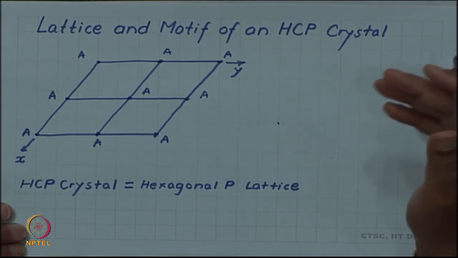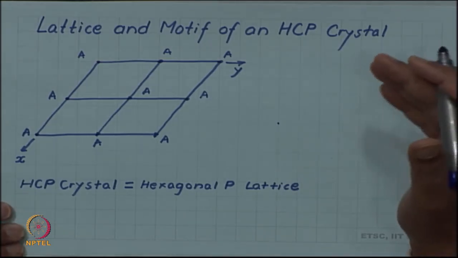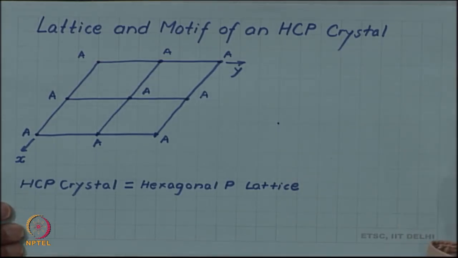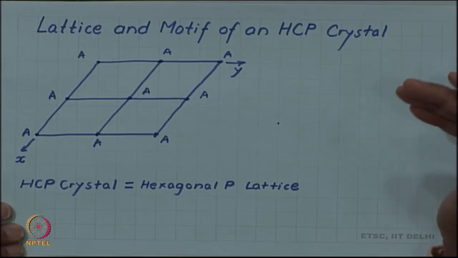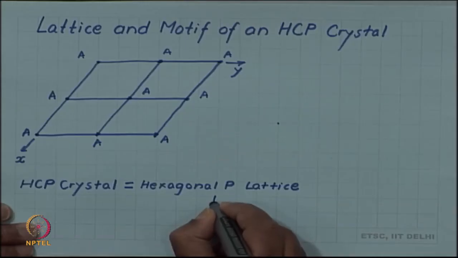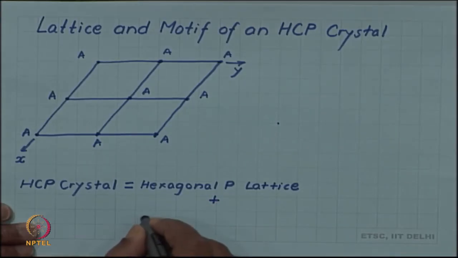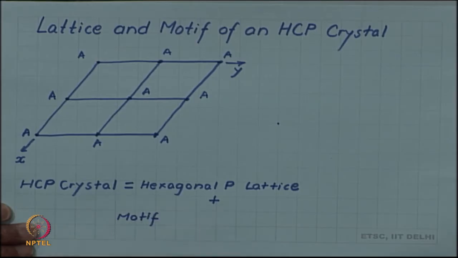So, that is what the lattice tells. Lattice gives us the periodicity of the structure. Atoms are repeated with this kind of periodicity, but what are the atoms which are being repeated and where they are placed with respect to this lattice point, that description comes in motif. So, to complete the structure we have to give the description of the motif. So, hexagonal P lattice plus a motif, and what is that motif?